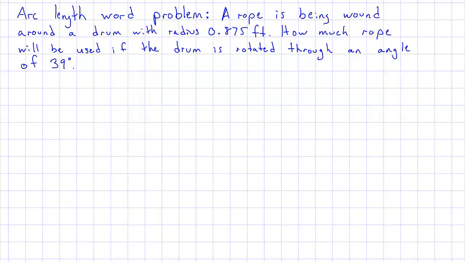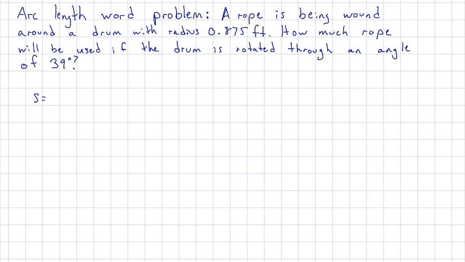Hello. So today we're going to do an arc length word problem. So we have the following prompt. A rope is being wound around a drum with radius 0.875 feet. How much rope will be used if the drum is rotated through an angle of 39 degrees? So this is an arc length problem.